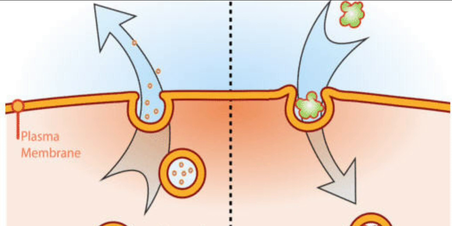Exocytosis is when a vesicle inside the cell fuses with the cell membrane and releases its contents to the outside environment. This is how some cells, such as nerve cells or gland cells, secrete neurotransmitters or hormones.